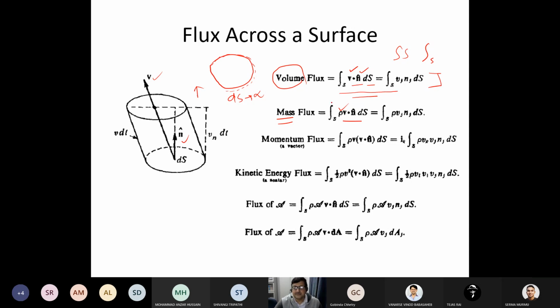Now, if I multiply this with rho and v, that becomes a momentum flux. If I multiply this by half rho v square, that becomes kinetic energy flux. So you can essentially see that if this is an arbitrary parameter, correct? So flux of these arbitrary parameters can be an intensive parameter, so you can really multiply by this. Now this is a surface integral. If you convert it into a volume integral through Gauss's divergence theorem, you are going to get it like this.